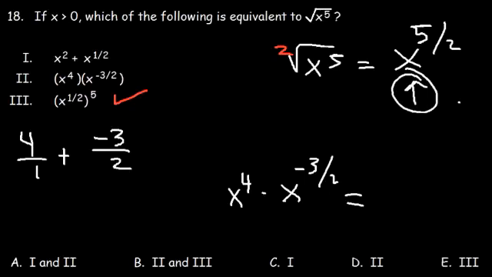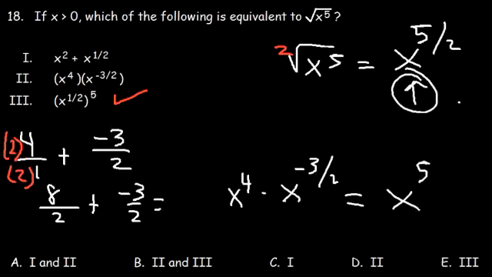So let's get common denominators. Let's multiply the 4 on the left by 2 over 2. So this is equal to 8 over 2 plus negative 3 over 2. 8 minus 3 is 5. So this expression is equal to x raised to the 5 over 2. So number 2 is a true statement.